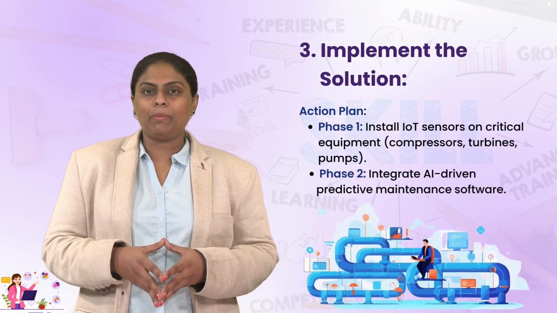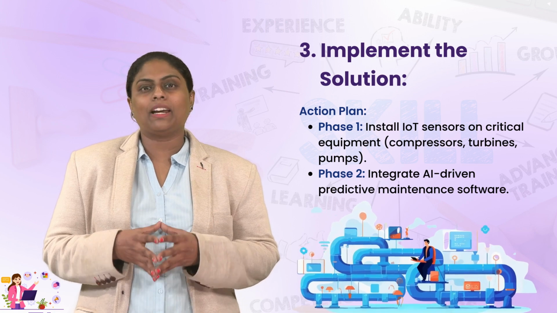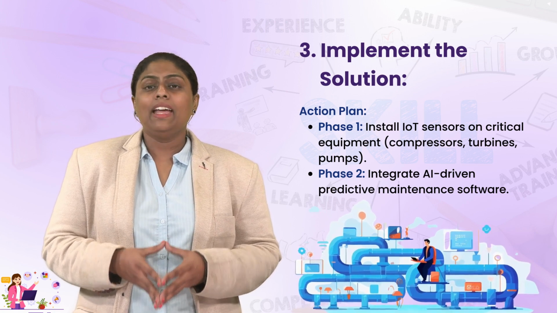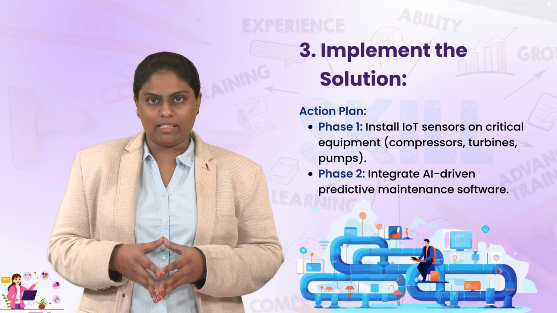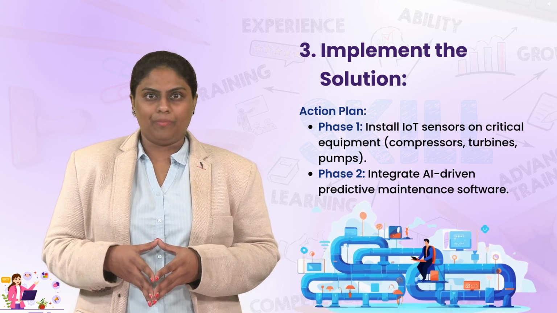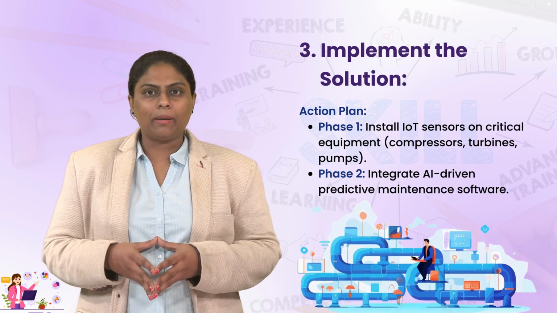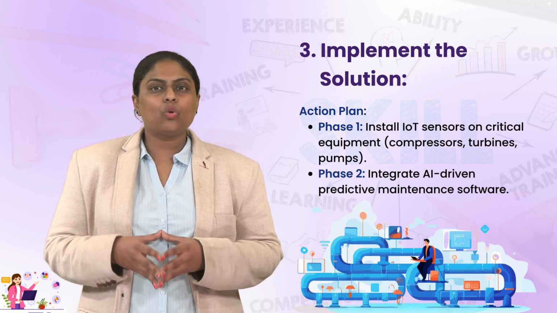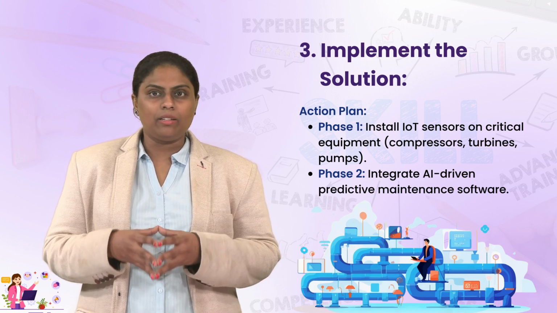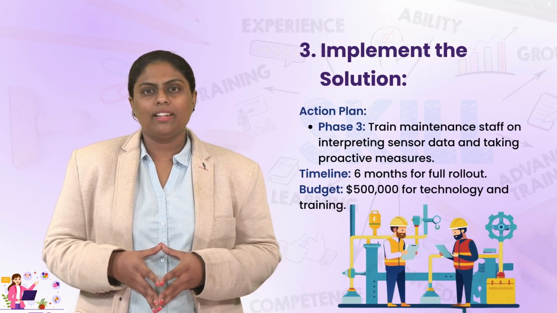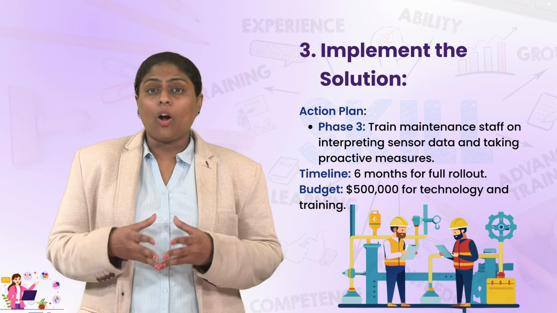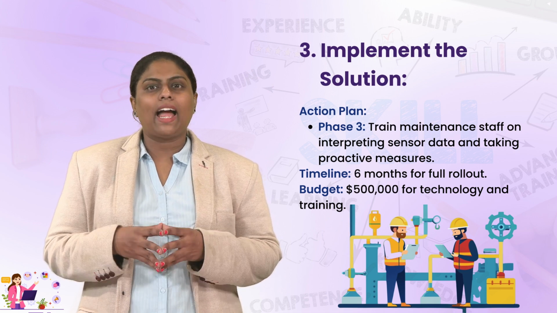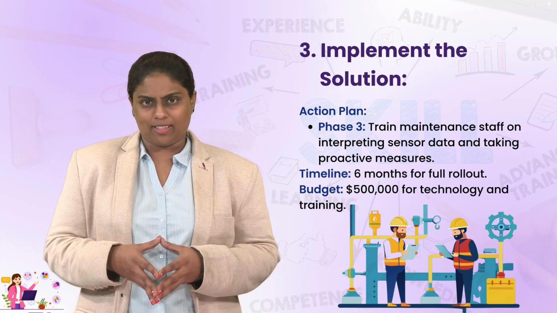Third one is implement the solution. Action plan includes in phase 1 installing the IoT sensors on critical equipment, that is the compressors, turbines and pumps. Phase 2 includes integrating AI driven predictive maintenance software. Phase 3 includes training maintenance staff on interpreting sensor data and taking proactive measures.